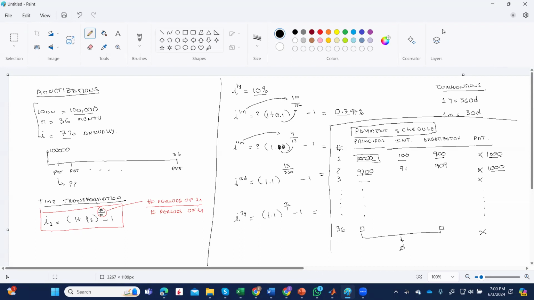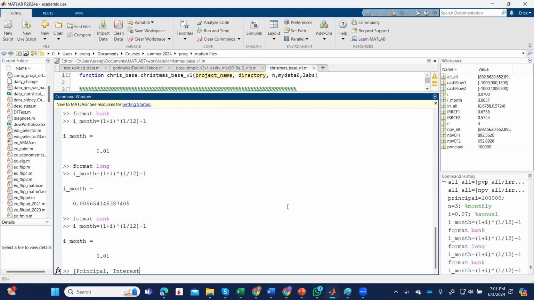Okay, guys. So let's do this in MATLAB. Okay, so I will do the principal, my interest. So these are names, guys. Later we are going to learn how to create these ones by ourselves. Balance and payments. So these are the components that I mentioned to you. Remember, principal, interest, balance, and payments. The order must be kept, but the names can change. You can put here P, I, B, P if you want, whatever. Okay. So these are simply names.